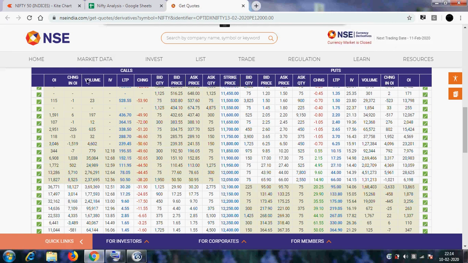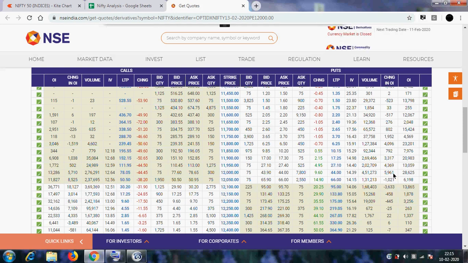Now we'll look at the change in OI. The maximum buildup has happened today. If you see here, 18 lakh buildup has happened at 12,100. So again, this 12,100 has the highest OI on the call side, and also the highest change in OI has happened at this level, 12,100. So 12,100 is going to be very crucial in this expiry.